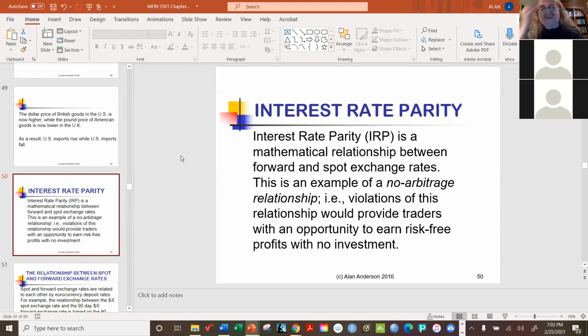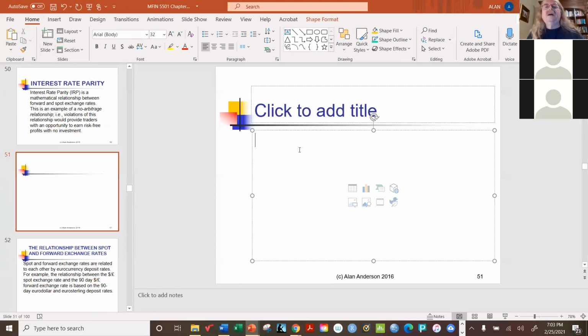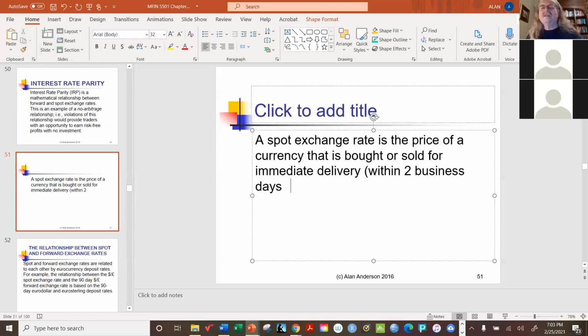Okay, so you might recall, just briefly, the distinction that we make here is that a spot exchange rate is the price of a currency that is bought or sold for immediate delivery. And of course, immediate means within 2 business days. It doesn't mean literally right at the moment. Up to 2 days is considered to be immediate.